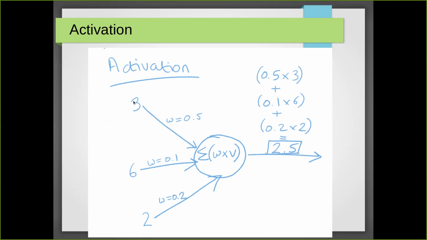So let's say we have 3 connections coming to this neuron. The number 3 is coming down here, the number 6 across here, the number 2 across here. And let's say the weights at the moment for these connections are 0.5 here, 0.1 here, and 0.2 here. So all the activation in the neuron will do is say, okay, I'll times 3 by 0.5, I'll times 6 by 0.1, and I'll times 2 by 0.2, and I'll add all those numbers up, and I'll get a value of 2.5. And then it shunts that number out the other side. That's all a neural network is doing, essentially.